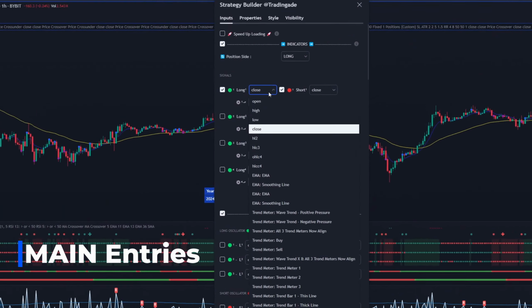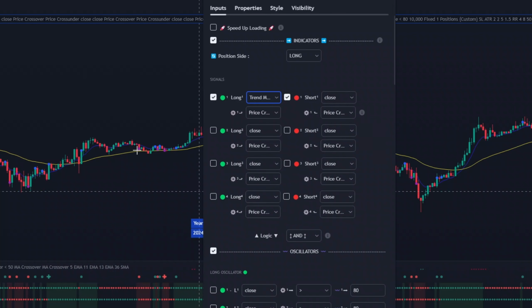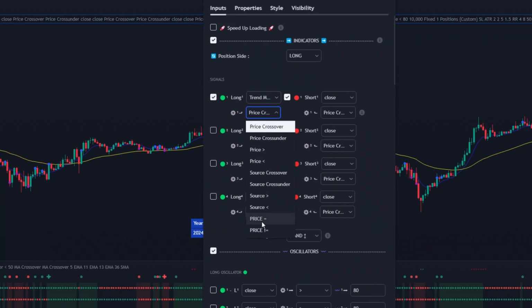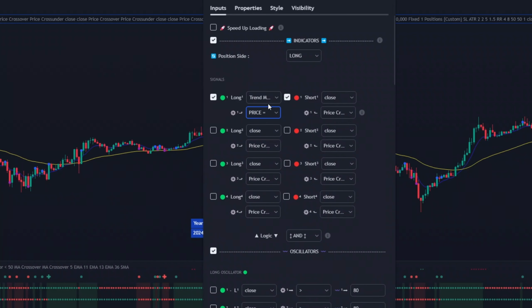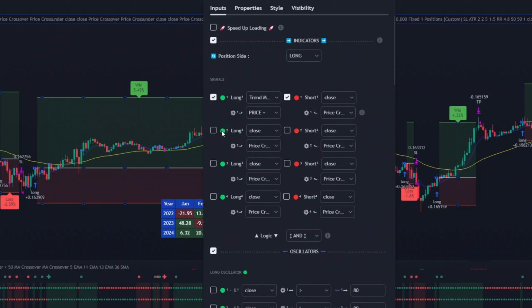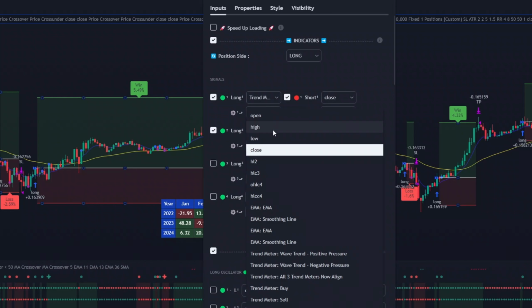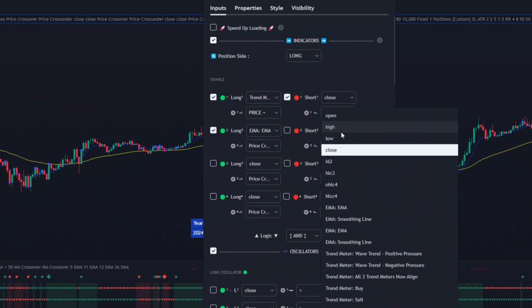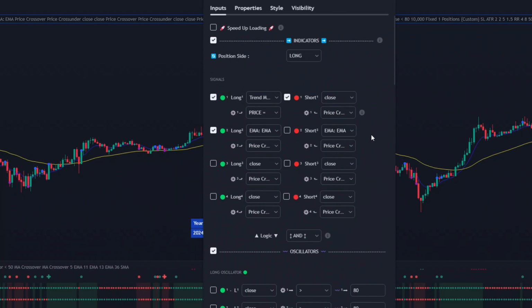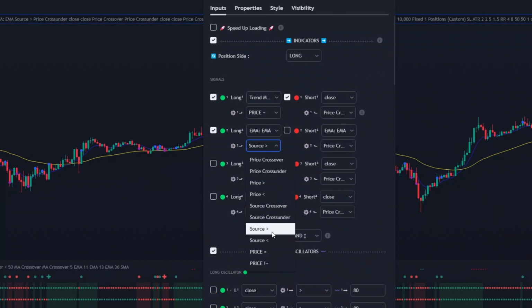The main entry signal will be the trend meter buy signal, the blue point. We're gonna set price equal to refer to this signal. Then, in order to set the EMA confirmation, we just need to turn on another signal for long. Here we set the 50 EMA, and here we set the 200 EMA. And here we're gonna set source greater, so that the 50 EMA must be greater than the 200 EMA.